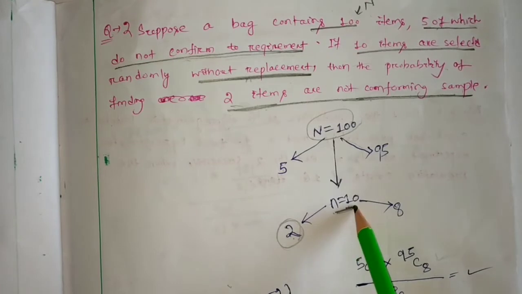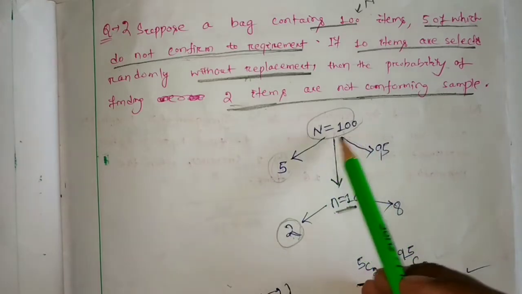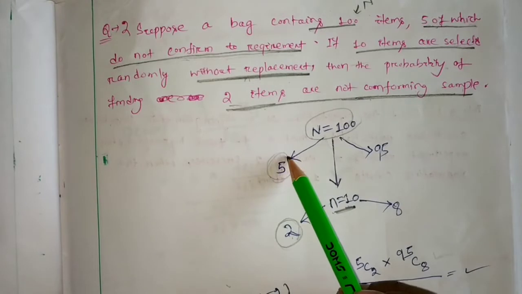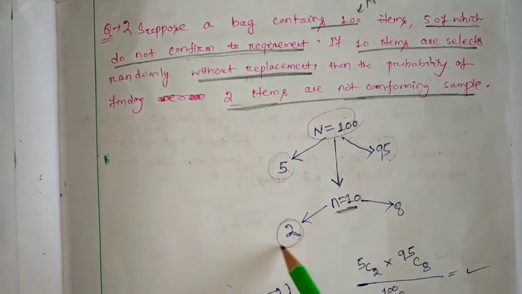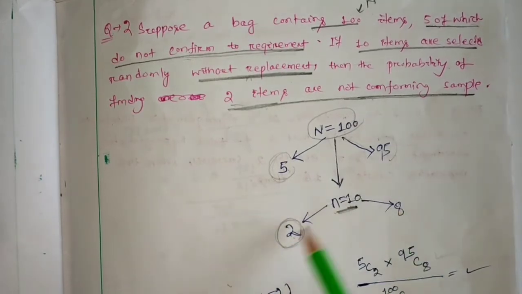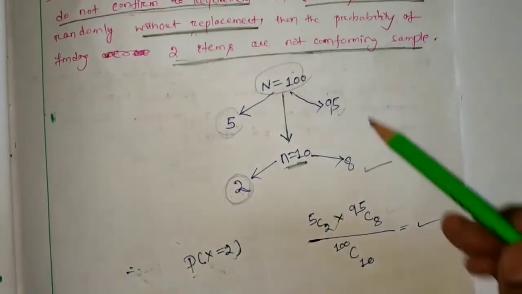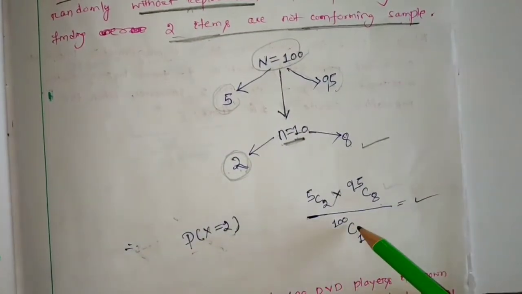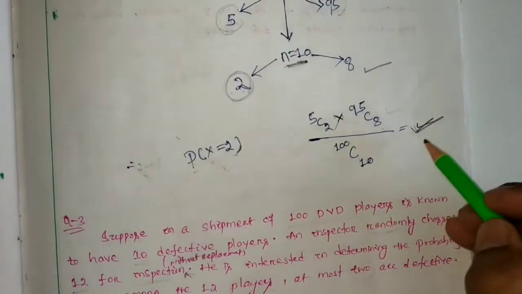So here, on this side, we have to write down the non-conforming samples from the total. From the total, how many are non-conforming? 5, I have written. So how many are conforming? 100 minus 5, 95. Here, from the 10, 2 are non-conforming, and the rest are 10 minus 2 equal to 8. So the probability of x equal to 2 will be 5c2 into 95c8 divided by 100c10. Okay, you just calculate what the answer will be. That will be the final one.